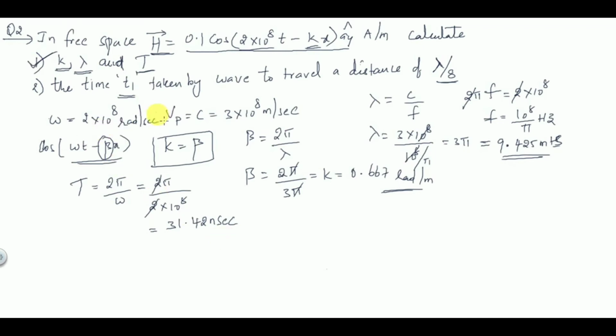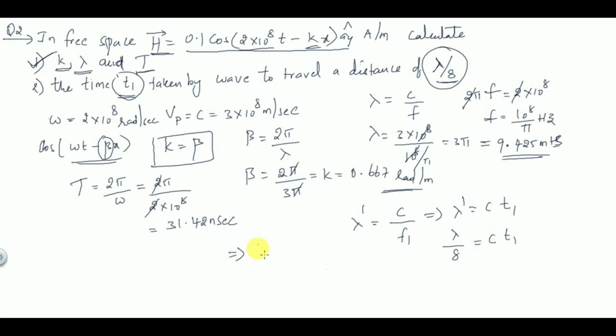Next, the time required for T1. Same procedure, so lambda dash is equal to C by F1. If the time given is T1, consider the frequency as F1. So lambda dash is equal to C into T1. He has asked you to find at the distance of lambda by 8. So lambda dash is now lambda by 8. So lambda by 8 is equal to C into T1.